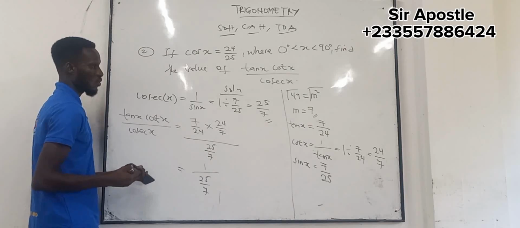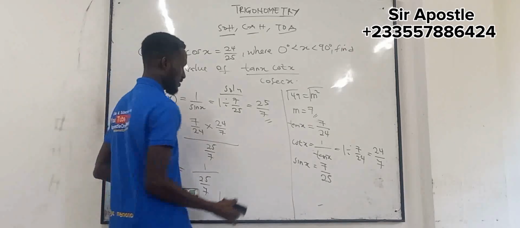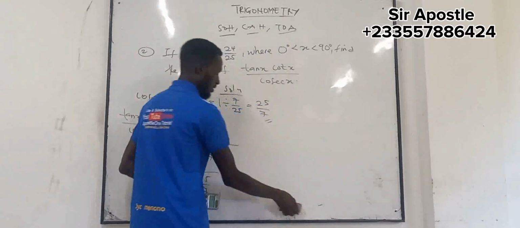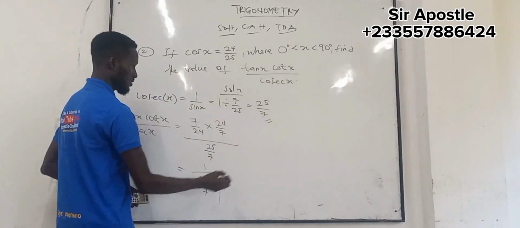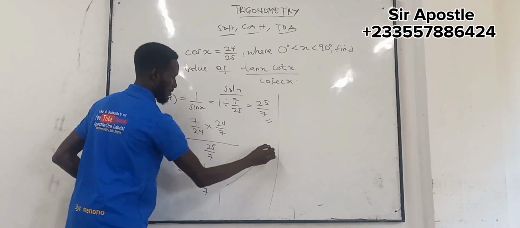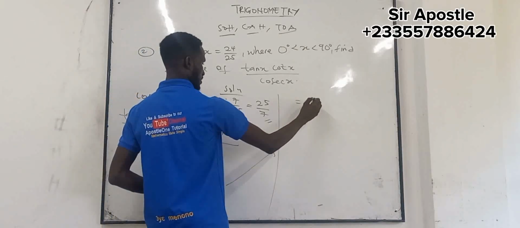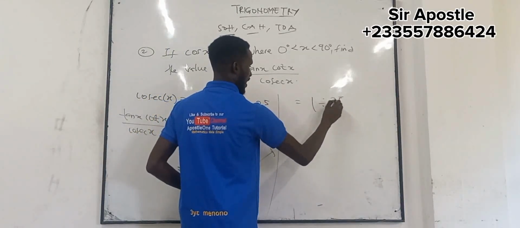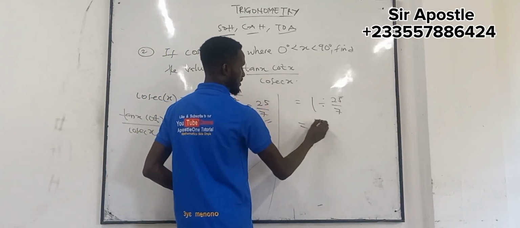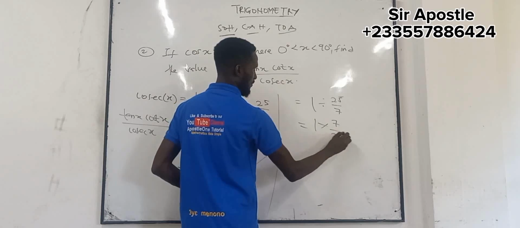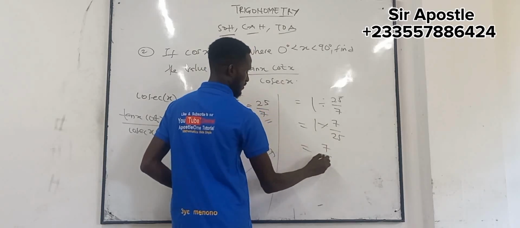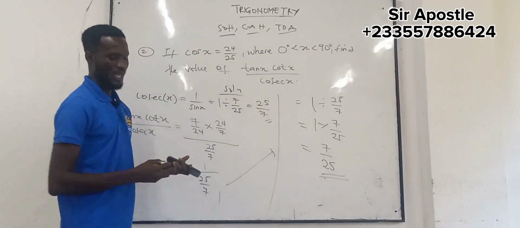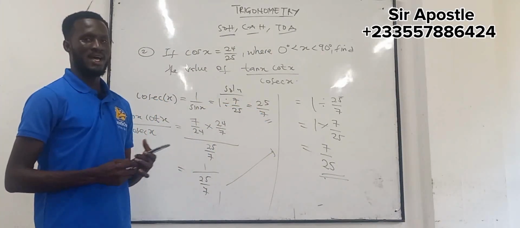Now you see, 1 divided by 25 out of 7 is the same as 1 times 7 out of 25, which is 7 out of 25. This is the answer we are looking for.